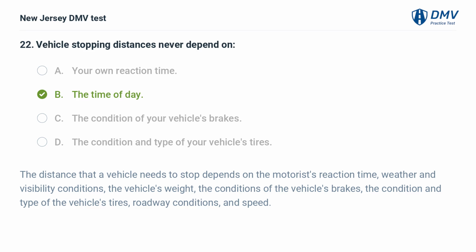The distance that a vehicle needs to stop depends on the motorist's reaction time, weather and visibility conditions, the vehicle's weight, the condition of the vehicle's brakes, the condition and type of the vehicle's tires, roadway conditions, and speed.